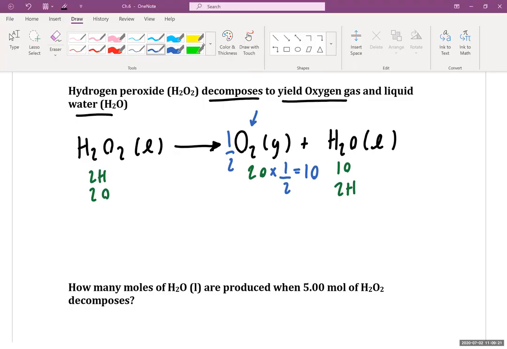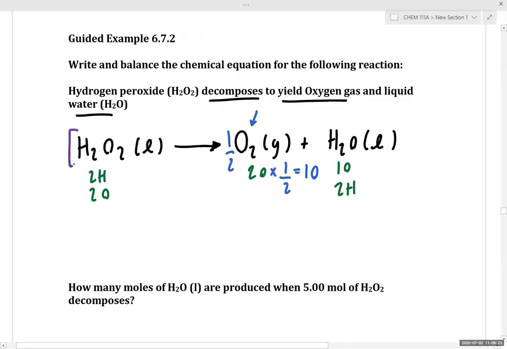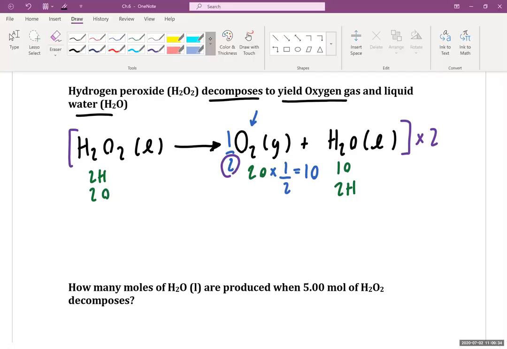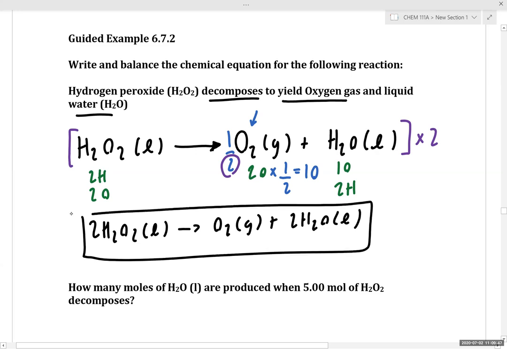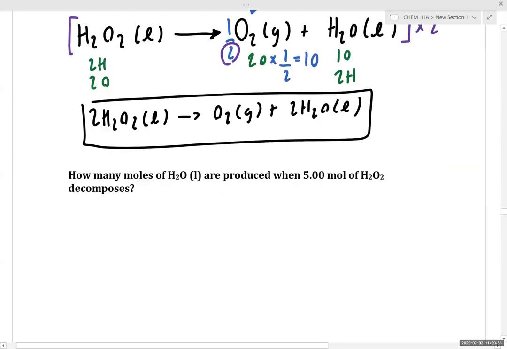Okay, so now that we have that set up, we don't have a full balanced equation just yet, so we're going to have to multiply all of our coefficients by our denominator of 2 to give us our fully balanced chemical equation. So we have 2H2O2 leads to O2 gas plus 2H2O liquid. So now that we have a balanced chemical equation, we can execute on solving this problem.